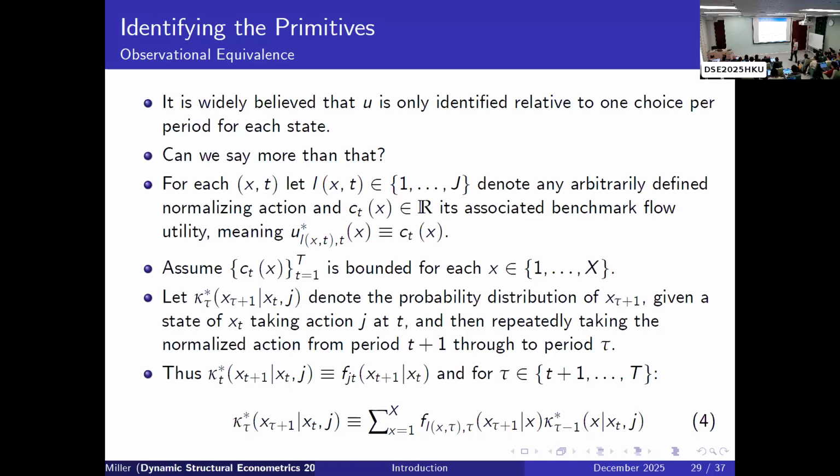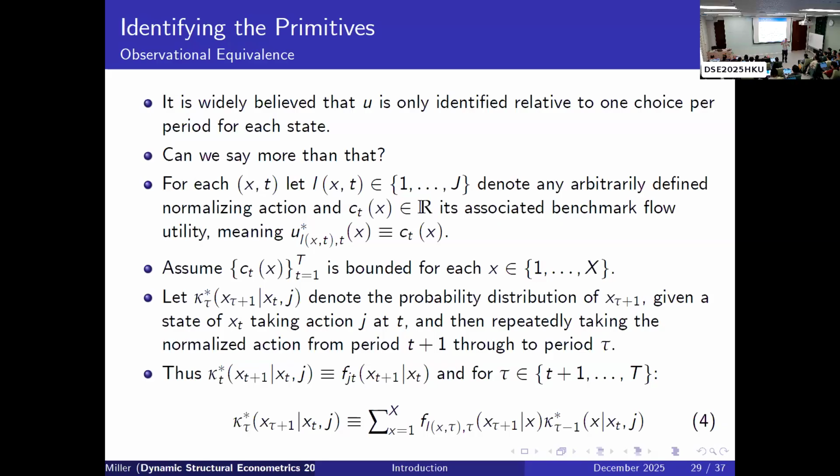In other words, we can normalize one of the utilities, give it an arbitrary value for one of the choices in each state. Okay? So we've got X states here, cap X states for each period. Okay? If it's non-stationary.